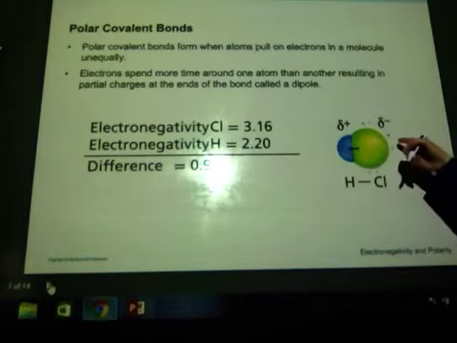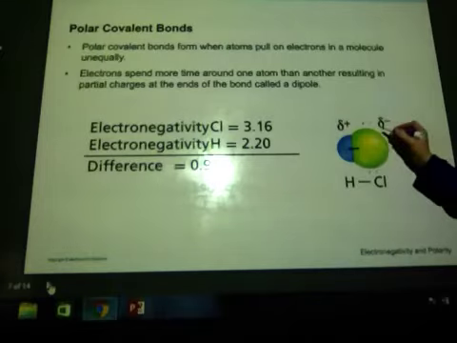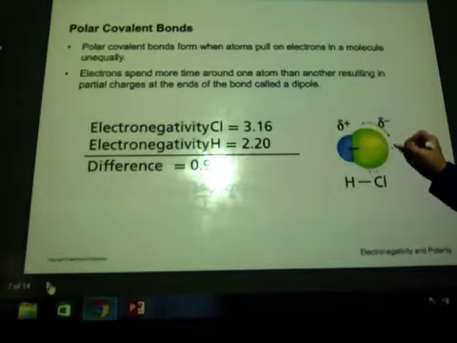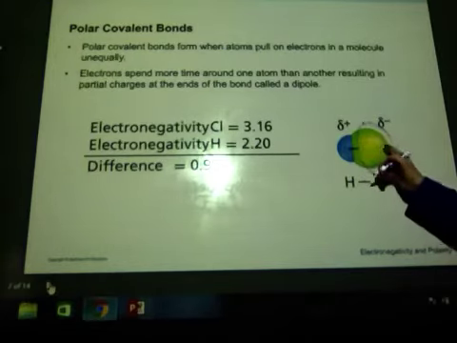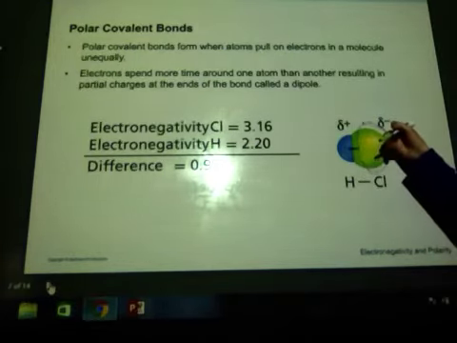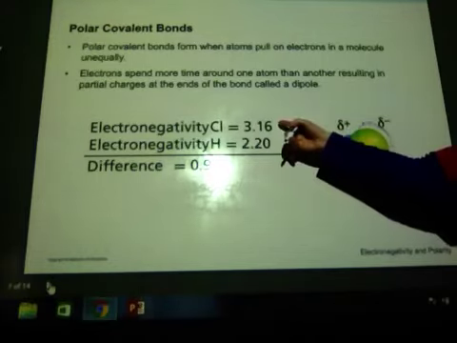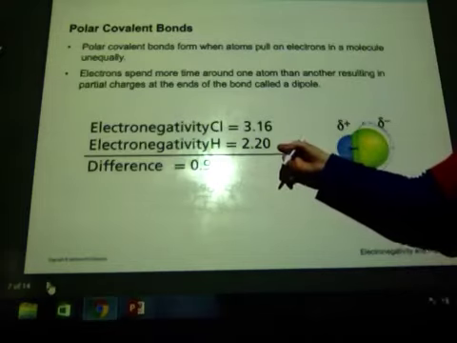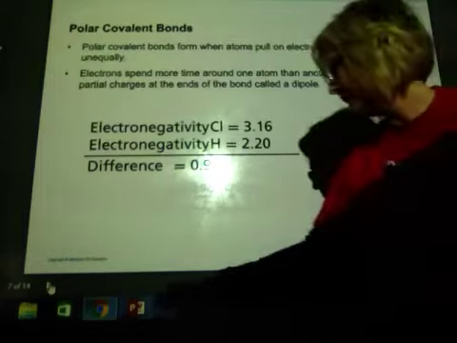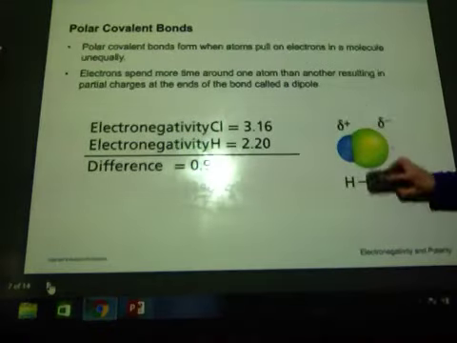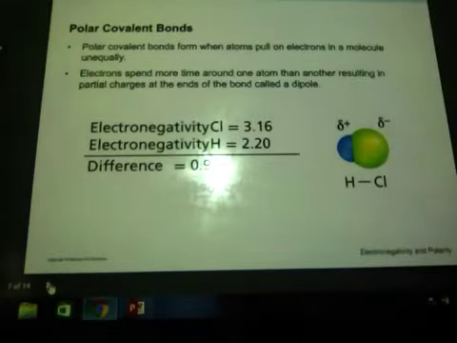That gives this atom a slightly negative charge. It has 8 electrons. Hydrogen only has 2, so this is going to be slightly negative. This is going to be slightly positive. If I subtract chlorine and hydrogen, I get 0.96, and I can look at that on my table, and I will get that it is a polar type of bond.